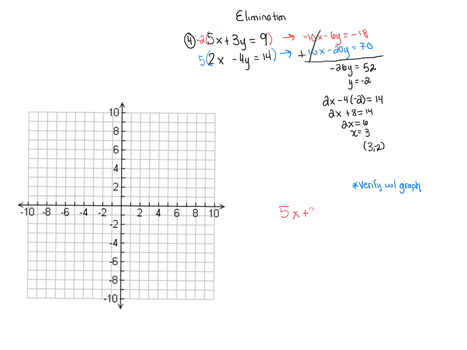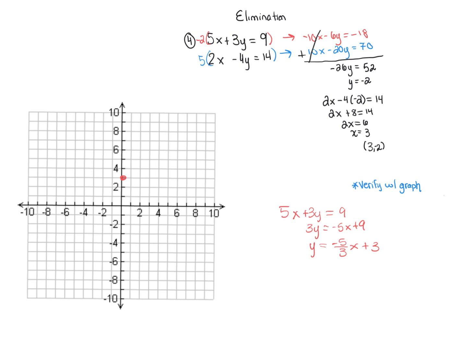5x plus 3y equals 9. I get 3y equals negative 5x plus 9. I just moved the 5x over, and then divide by 3. So y equals negative 5 over 3 x plus 3. You have to divide them both by the 3, so 9 divided by 3 is 3. So that thing has a y-intercept of 3.